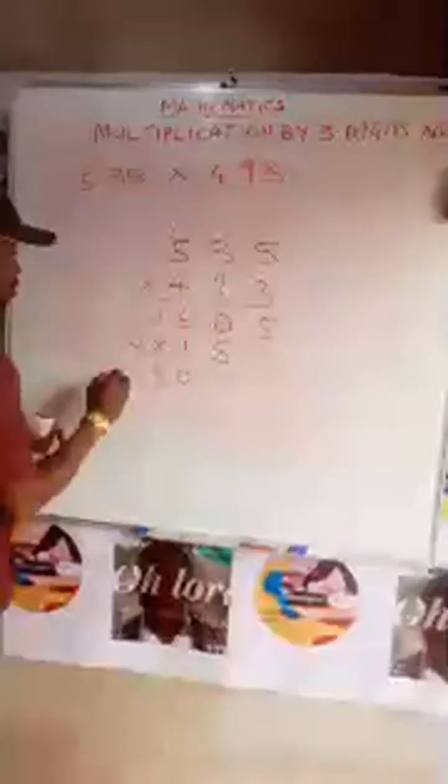4 times 3 is 12. 12 plus what you carried is 14. You now carry 1. Then 4 times 5 is 20. 20 plus 1 gives us... let's do the 4 again. 4 times 5 is 20. You now write your 0 and carry 2.